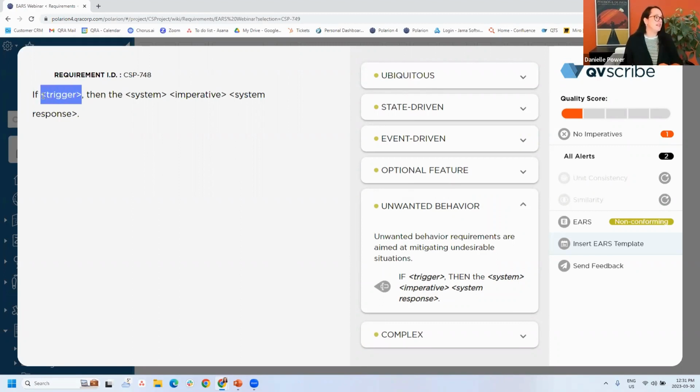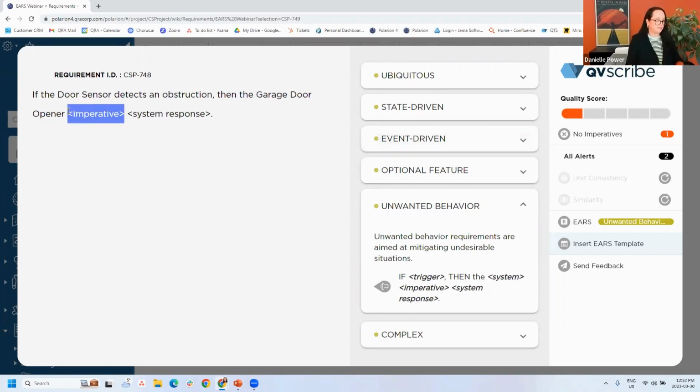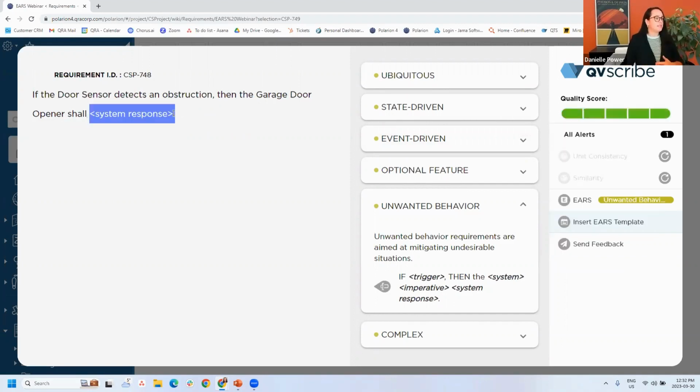So the trigger in this case is: if the door sensor detects an obstruction, then, again, we write our system, which is the garage door opener. The imperative that we really like to use is shall. And the system response in this case is that we want it to enter emergency mode.